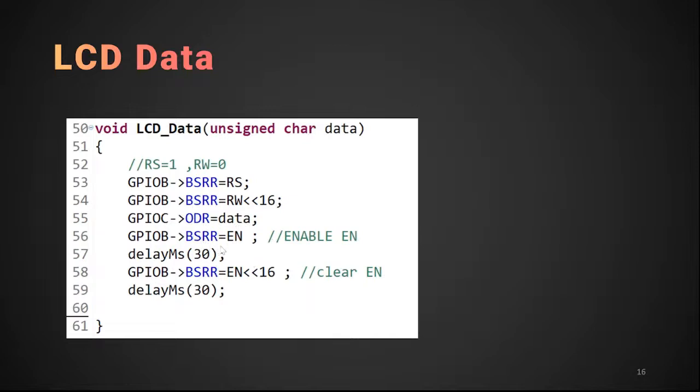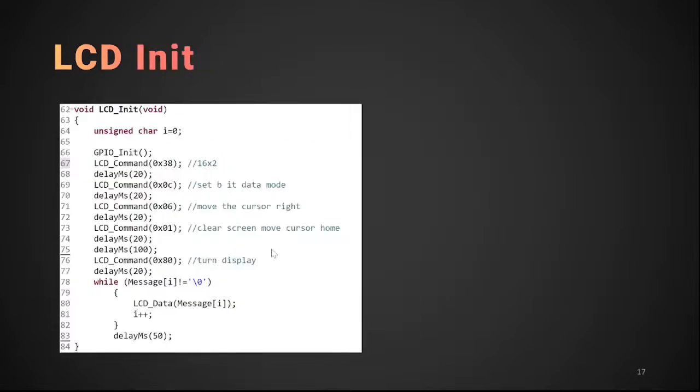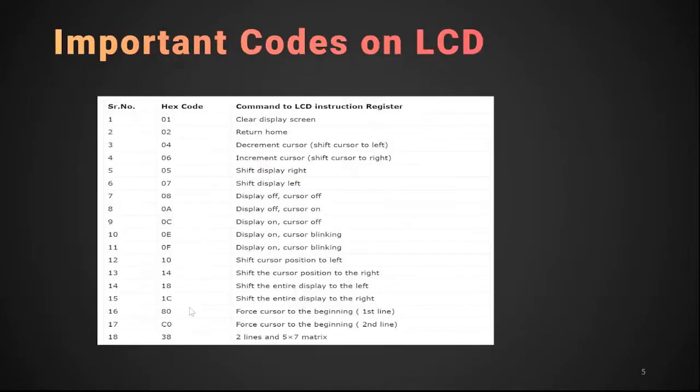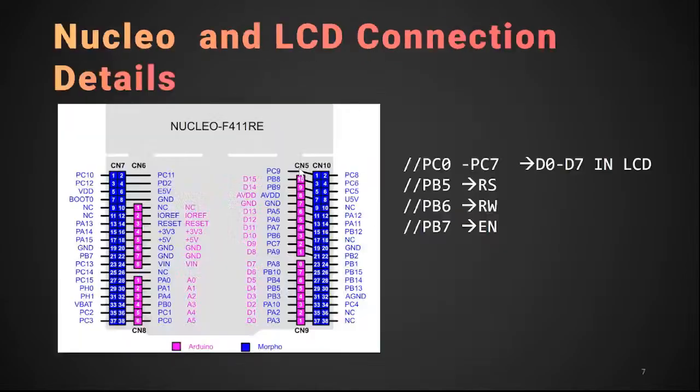For enable, you enable it, give a delay of 30 milliseconds, and clear this enable. And for initialization, like GPIO_init, pass the command 38, then 0C, 06, and 01 to clear the screen and move the cursor. 80 is to turn the display on and force the cursor to the beginning, 30 is for choosing a 2-line 5x7 matrix, and 01 is to clear the display screen. You can refer to this code.